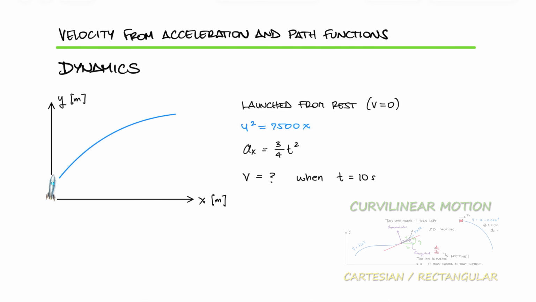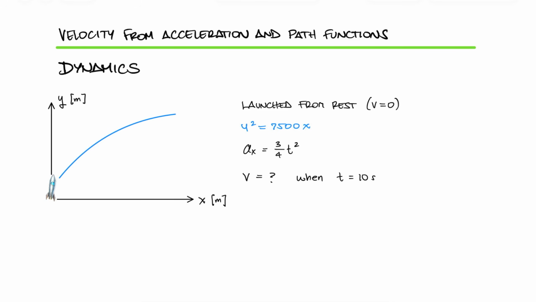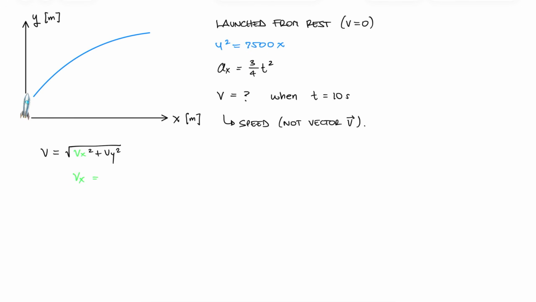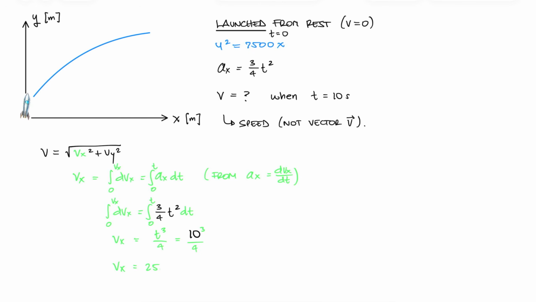The problem is asking for the magnitude of the rocket's velocity. That just means the speed, which can be written in terms of v_x and v_y. Since we have the acceleration in x, it's easy to see that we can find v_x if we integrate with respect to time once. The limits here are 0 speed at t equal to 0, because the problem states that the rocket is launched from rest, and the upper limits are velocity and time t. We substitute a_x and integrate, find v_x, and since the speed we're looking for is at t equal to 10 seconds, we substitute and find that v_x is 250 meters per second.